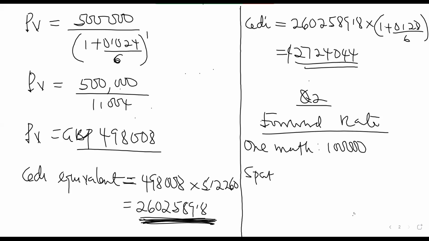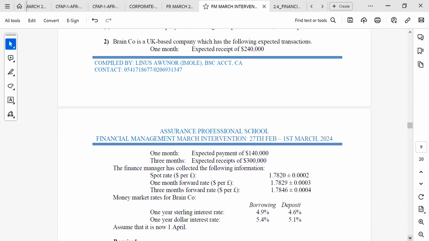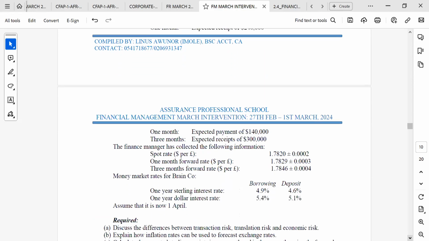Let me put it on the display so that it will be visible to all of us. The lowest spot rate will be 1.7820 minus 0.0002, and the highest rate will be 1.7820 plus 0.0002.